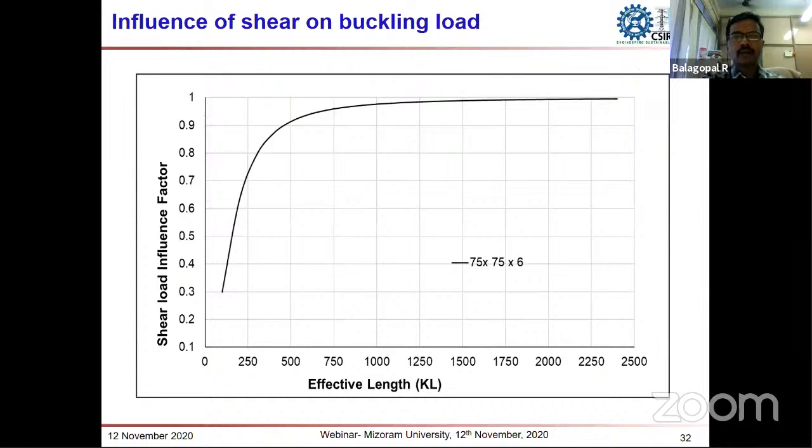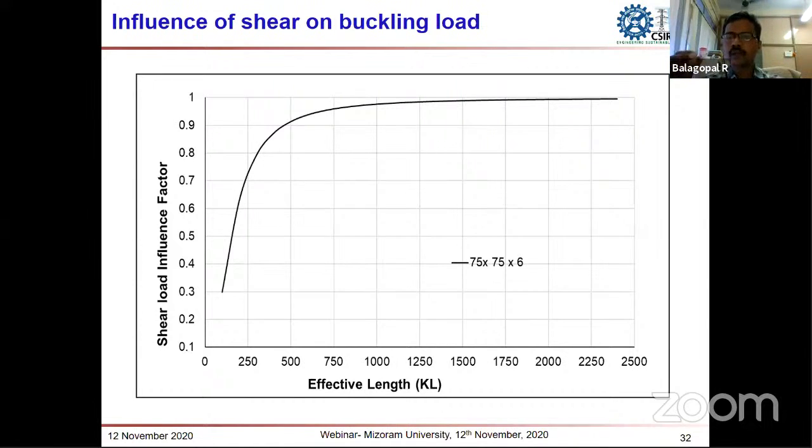And here I have conducted a parametric study on the influence of shear on the buckling load. Here we can see that the shear load is predominant in the inelastic range of buckling. Once the transition of buckling happens from inelastic to elastic buckling, the influence of shear force on the buckling load is zero. The curve flattens. That is, the shear force has a major influence in the inelastic range of buckling than in the elastic range of buckling.